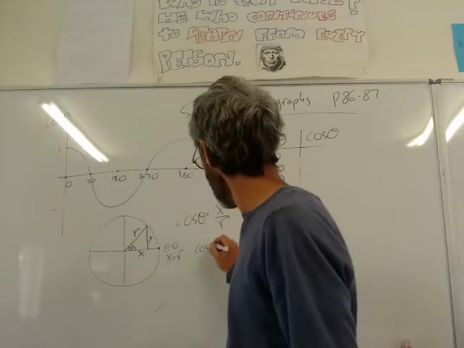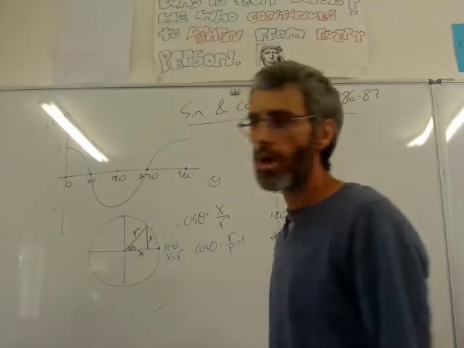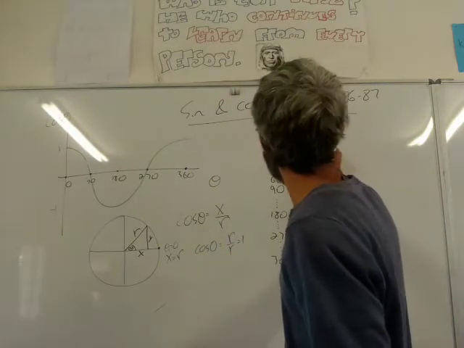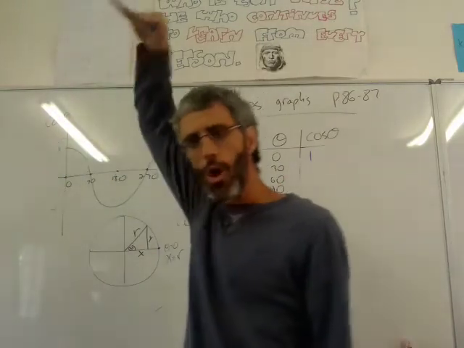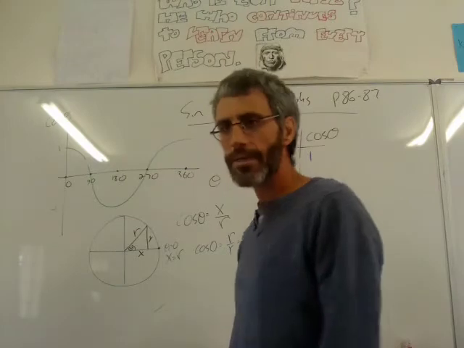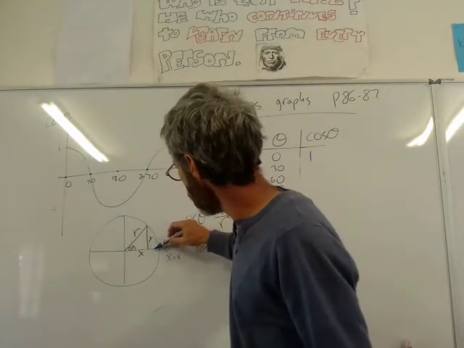So what is cosine 0? It's r over r, which equals 1. So I'm getting 1 here, and you can see it. The cosine graph starts at 1. That's the top. Okay? I'm making theta bigger. There you can see it.